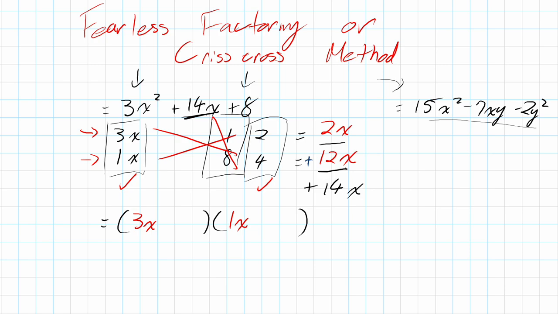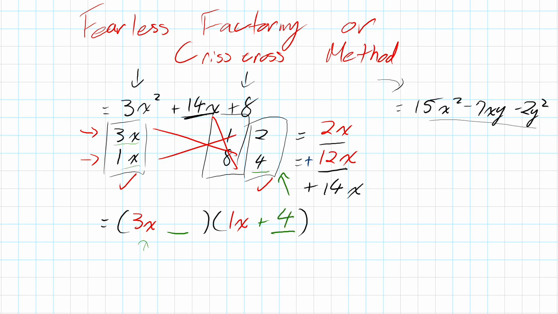Then this second column here will be the second terms, but the question is which bracket do they go into? So if we decided that 3x was times 4, they have to be in opposite brackets, okay? So since 3x is in this bracket, the positive 4 has to go in the other one.